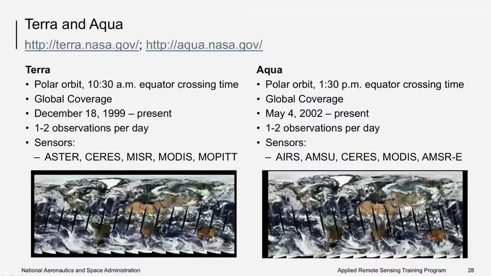The workhorse for much of ocean color remote sensing are the MODIS imagers on the Terra and Aqua satellites. Both of these satellites are polar orbiting and have global coverage. They collect near-daily observations. Terra collects in the morning, and Aqua collects in the afternoon. There are a number of other sensors on the Terra and Aqua satellites, but mostly for ocean color remote sensing, we are interested in the MODIS sensor.